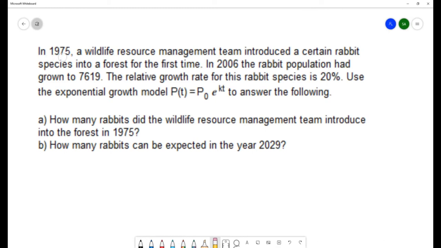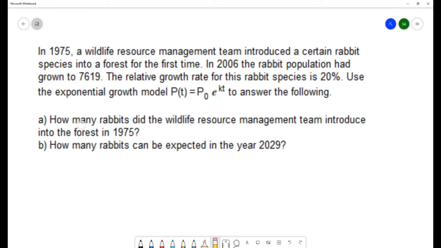In 1975, a wildlife resource management team introduced a certain rabbit species into a forest for the first time. In 2006, the rabbit population had grown to 7,619. The relative growth rate for this rabbit species is 20%. Use the exponential growth model, P of t equals P naught e to the kt to answer the following.